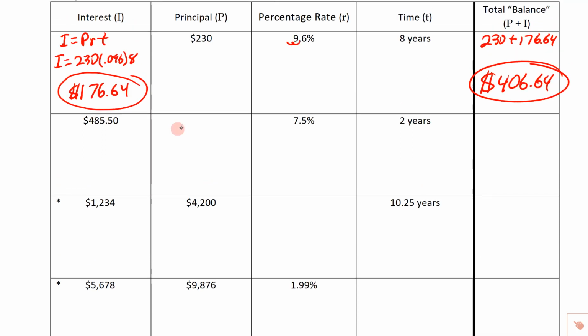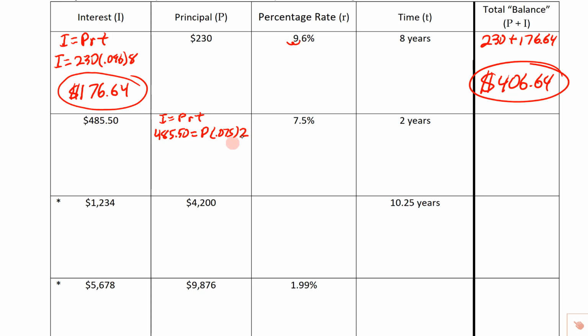What's missing is the principal. It's still the same formula, so again, I'm going to write down I equals PRT, and we're going to plug in the pieces that we know. So the interest is $485.50. We don't know the principal, so I'm just going to use a P for that. This is a decimal, is going to be 0.075, and then we're going to times that by 2.